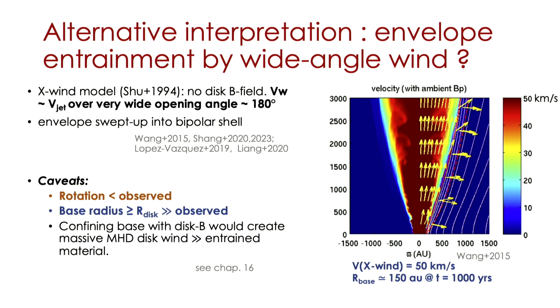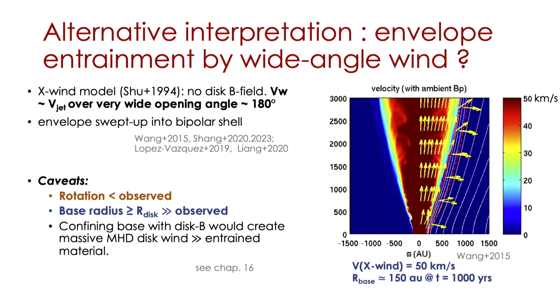100 kilometers per second that pushes against the ambient medium, skims over the disk surface, and even in steady models, like the Liang model, you get a base radius that is about the outer disk radius. And that is not what we observe. We observe base radii of 10 AU or so, so that is something quite difficult to explain with this X-wind model.